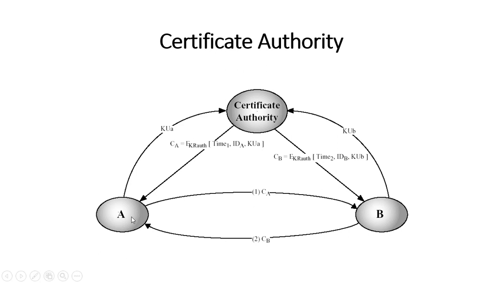So this diagram shows how the certification authority works. If A wants his public key to be certified, then A generates a public key KUA, A's public key, and gives it to the certification authority. The authority generates the certificate and gives it back to A. Similarly, B generates the public key KUB and gives it to CA, and the certificate CB is generated and given to B. Now, when A and B want to communicate with one another, A will give its public key certificate to B and B will give its public key certificate to A.